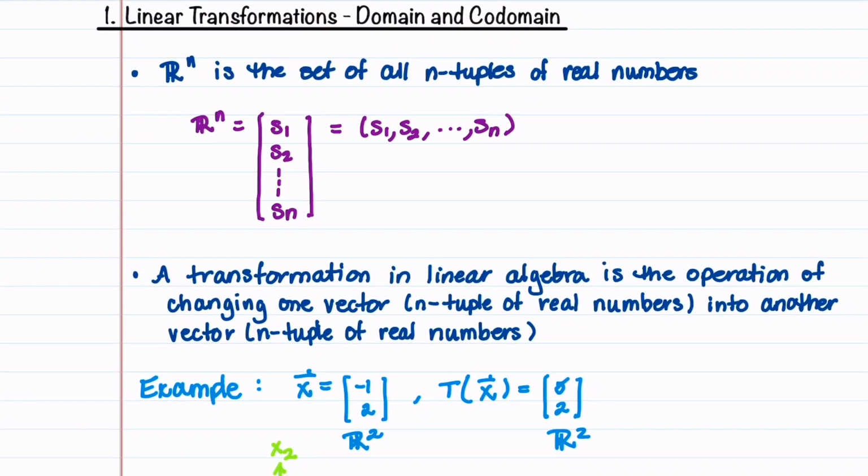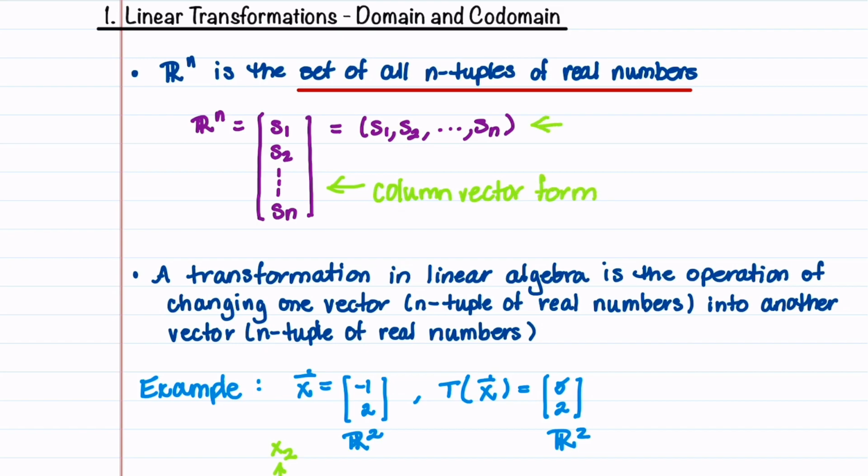We'll begin by defining the domain and codomain of a linear transformation. Rn is the set of all n tuples of real numbers. Rn can be written in two ways. The first way that it's written here is called column vector form. And the second way that it's written here is called comma delimited form.